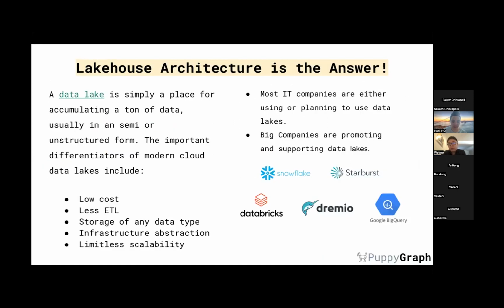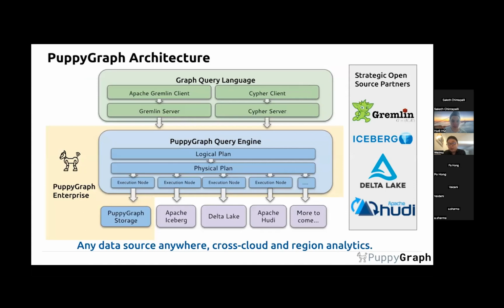And since you are all experts on lakehouses, we can just skip this slide about why a data lake is better than the traditional data analysis architecture. And this is our architecture. We support different query languages and have different servers for different clients. For different languages, we generate a unified logical plan. Then for different storage, we generate different physical plans to optimize performance.